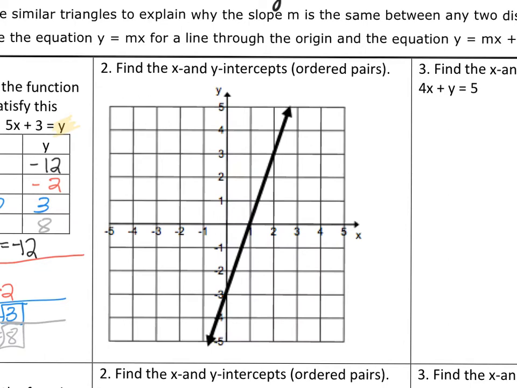Number 2 says, find the x and y intercept or ordered pairs. So here you have to find 2 points. You have to find the x intercept and the y intercept. Now there are 2 points in this graph where you have x to be a value and your y is a 0. What do I mean by that? If you look at this point right here, x is 1 and the y value is 0. If you look here, your y value is -3 and your x value is 0.